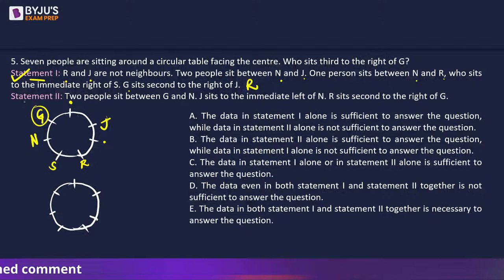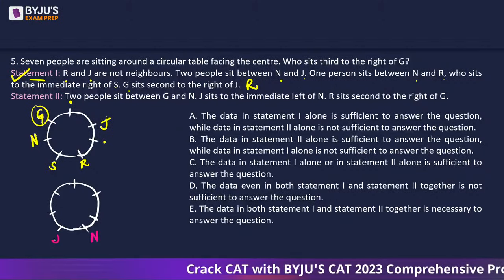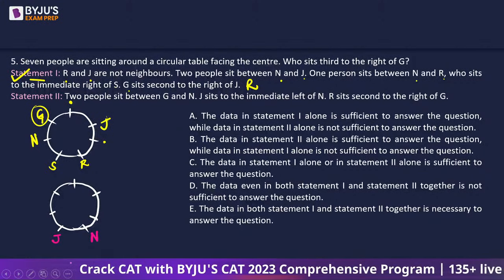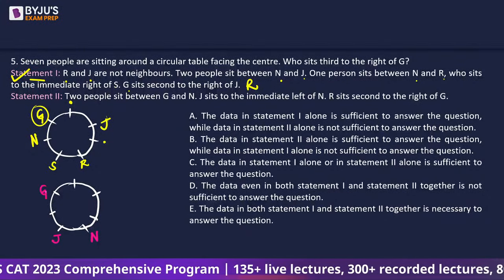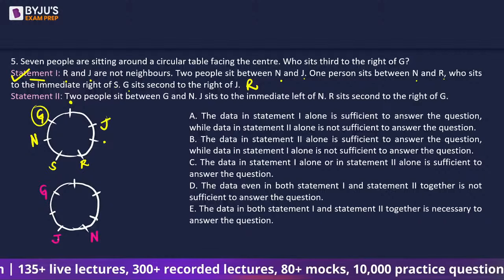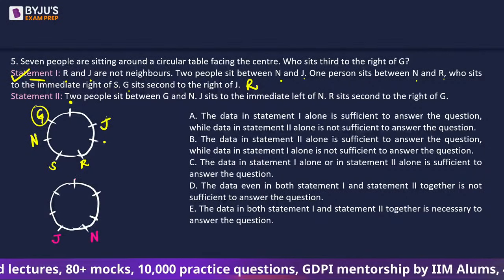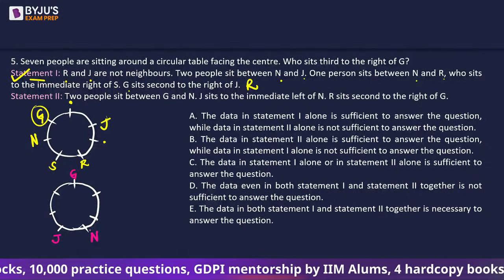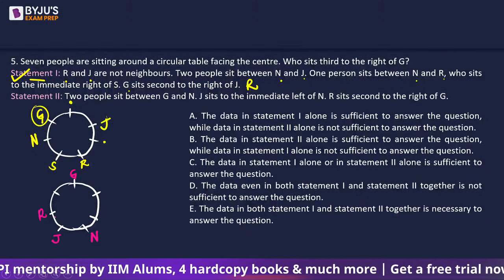Next one, statement 2. Two people sit between G and N, really can't put anywhere. J sits to the immediate left of N. Now this is something that we can begin with. So suppose N is here, so J is going to be here. Then two people sit between G and N. So we can have G at this place, let's say. Then it is given that R sits second to the right of G. This is already occupied by J, so we can't put G there. The other possibility is G goes here, so that there are two people between G and N, and R sits second to the right of G, so this is where R is going to be.